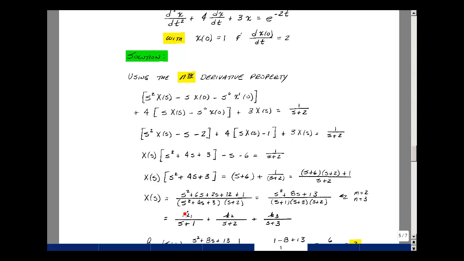The roots of this are s plus 1 times s plus 3. In other words, if you multiply that out, you're going to get s squared plus 1s plus 3s, so that's 4s, and then plus 3 times 1. So then I've got k1 over s plus 1, k2 over s plus 2, and k3 over s plus 3.